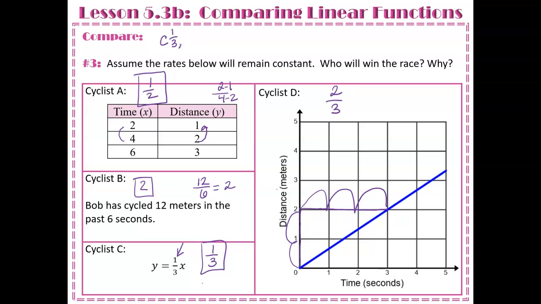Then the next one is cyclist A, because 1/2 is a little better. And then we're going to go cyclist D, which is 2/3, which is a little better yet. And then the obvious winner is our fast cyclist, which will go 2 meters per second. The important thing to remember about that is you have to figure out all the rates first before you compare them.